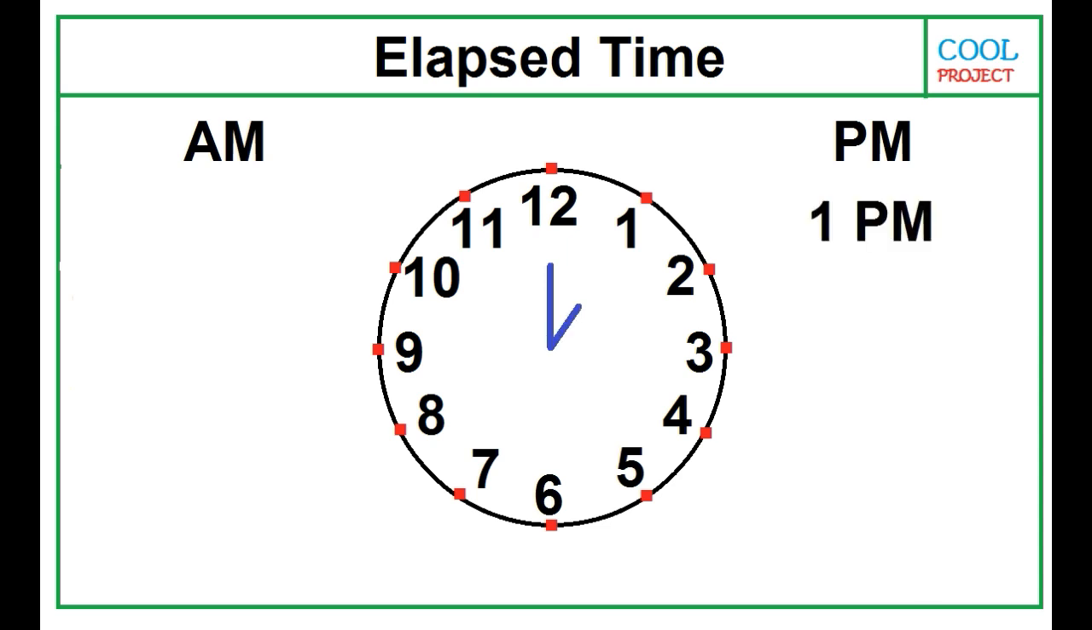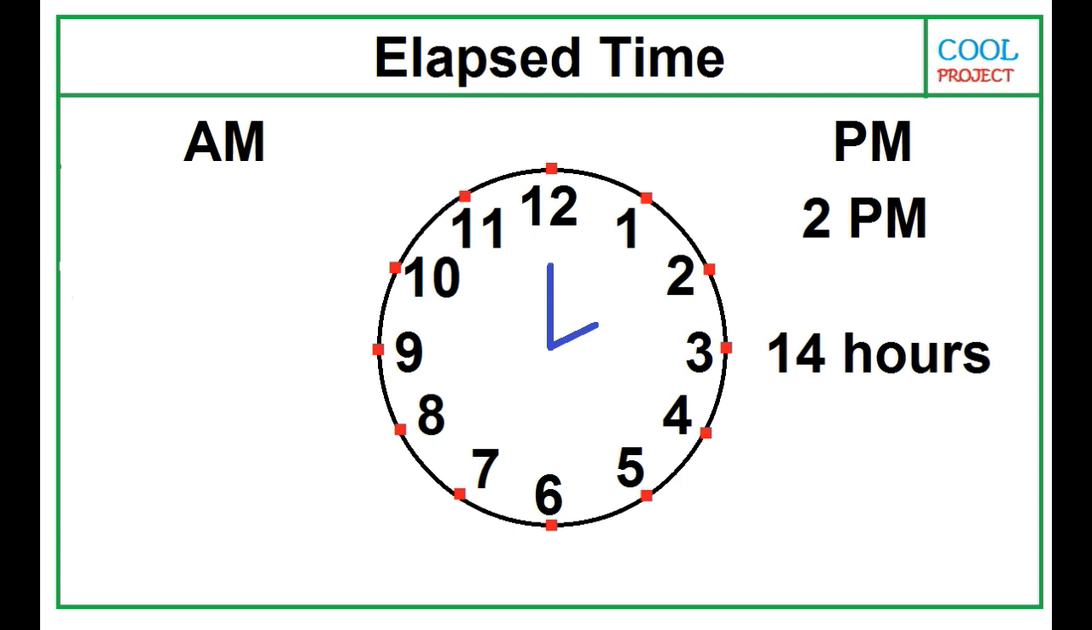It is also important to note that from 12 midnight, 1 p.m. is equal to 13 hours, and 2 p.m. is just equal to 14 hours.